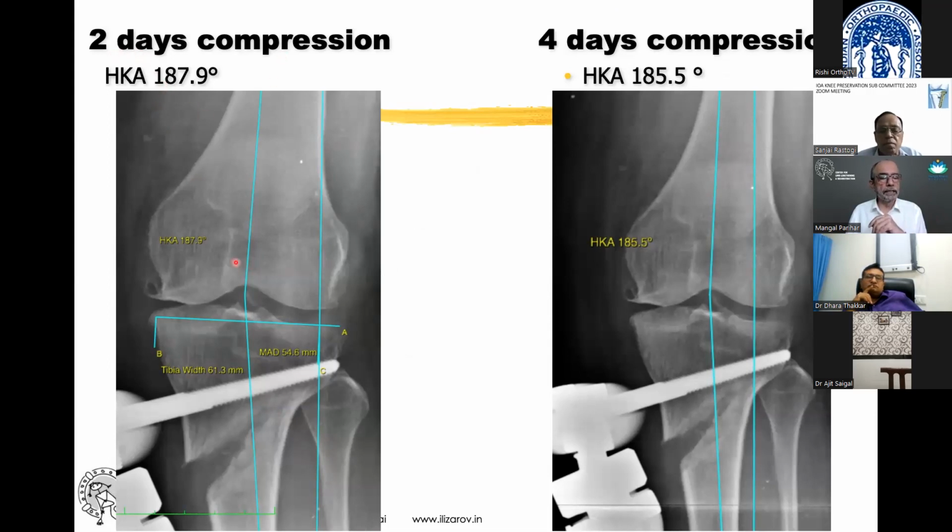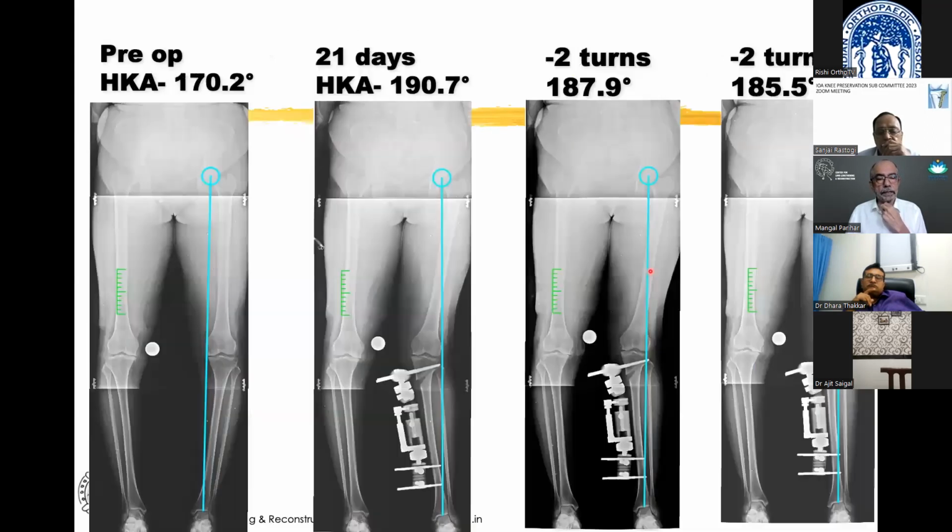The HKA has now reduced to 187 degrees, and this is at 4 days. That means 4 mm of compression. It has now reduced to 185.5. Right now, there are times when you get an HKA which seems appropriate, but the mechanical axis deviation seems a little excessive. And in those times, I will tend to use the HKA as the correct yardstick.